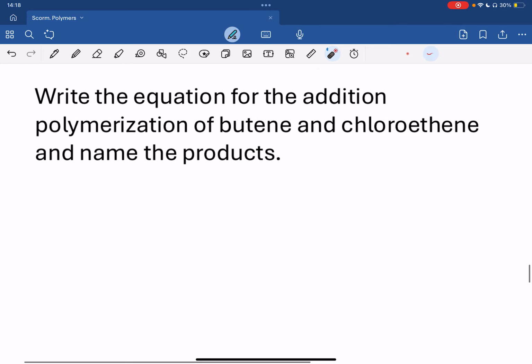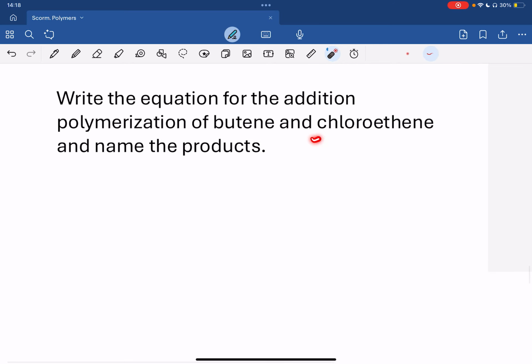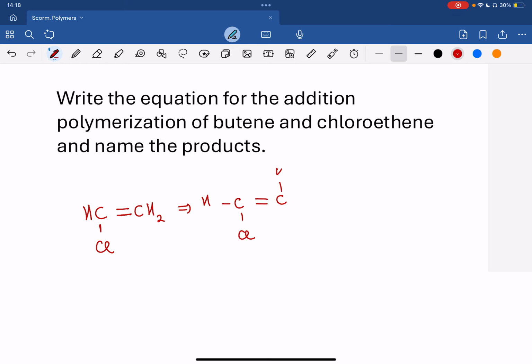For example, it says chloroethene. What is chloroethene? Ethene is a carbon-carbon double bond, and we have a chloro group. So let's add chlorine here. First of all, let's write this is CHCl and this is CH2. Open the structure: H, H, Cl, C, H, H.